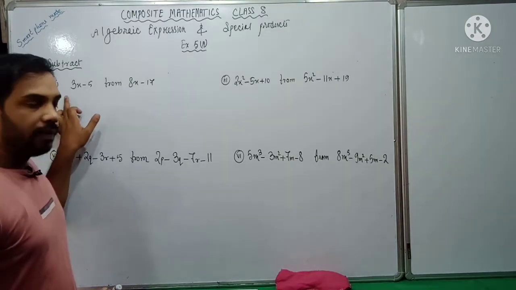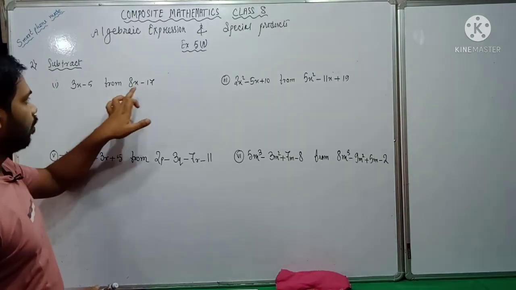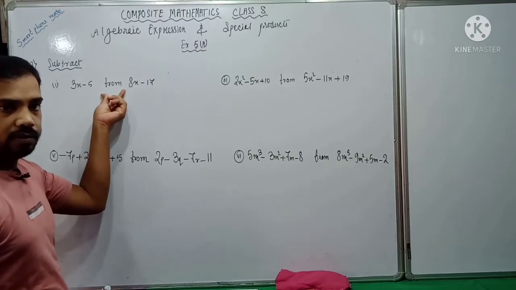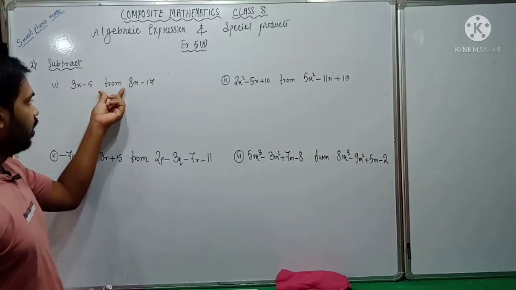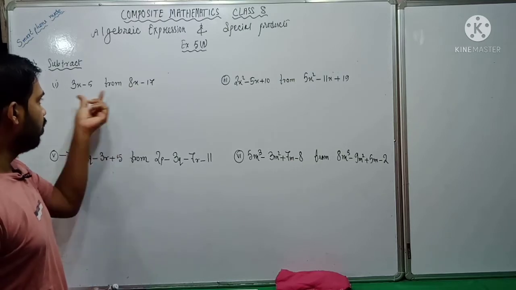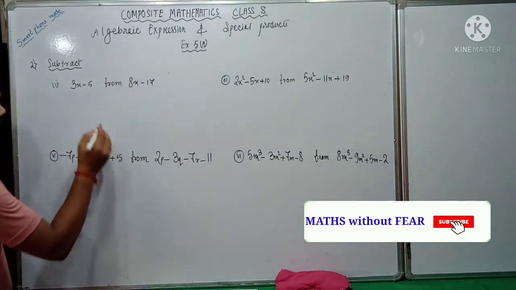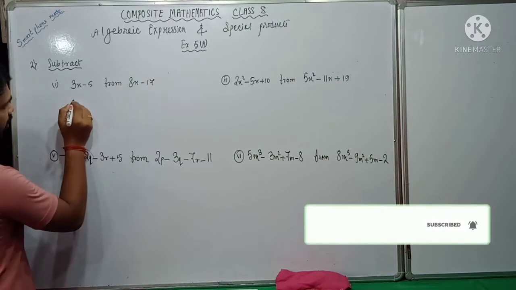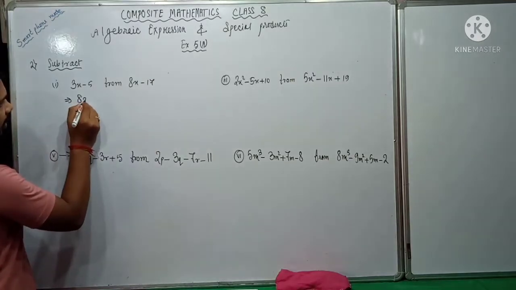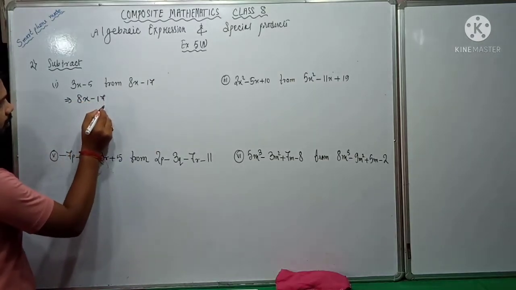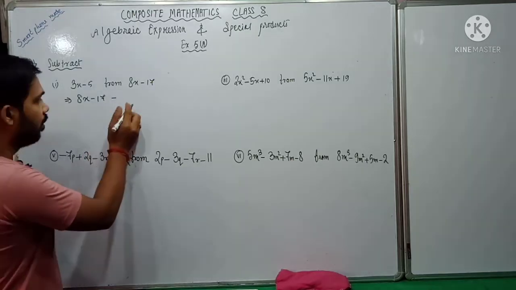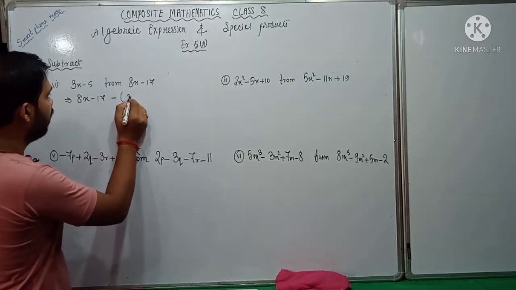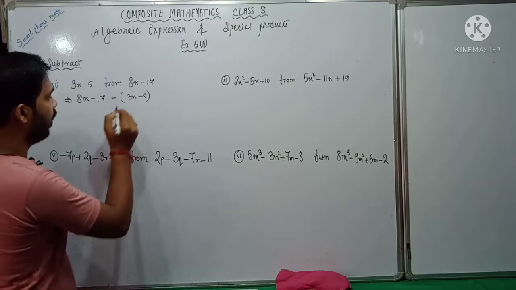See here, number 1 is given, that we have to subtract this from this. Here the word "from" is used. Now you see, from means from this part to this part. So we will subtract. So I will write first this one. So it is 8x minus 17 minus, now since I have put the minus sign, I have to put a bracket here. So it will be 3x minus 5.